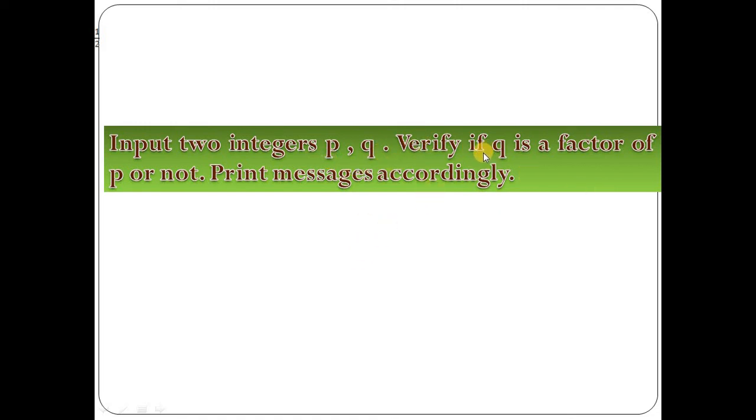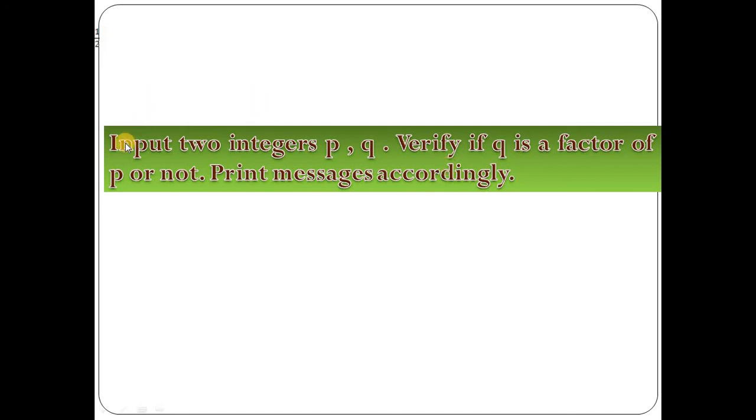Here we verify if q is a factor of p or not. So simple, we divide by q and check whether it divides p or not. So verify q is a factor of p or not, and when it is, that means p is divisible by q, so print the message accordingly. That also is a very simple program, and now let's solve this program.